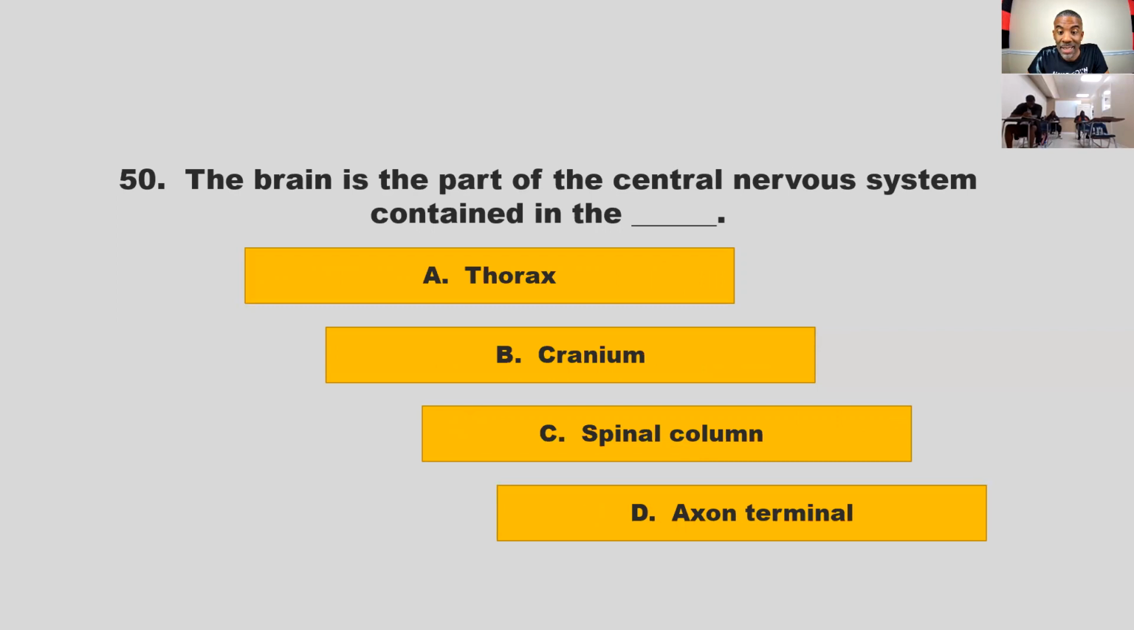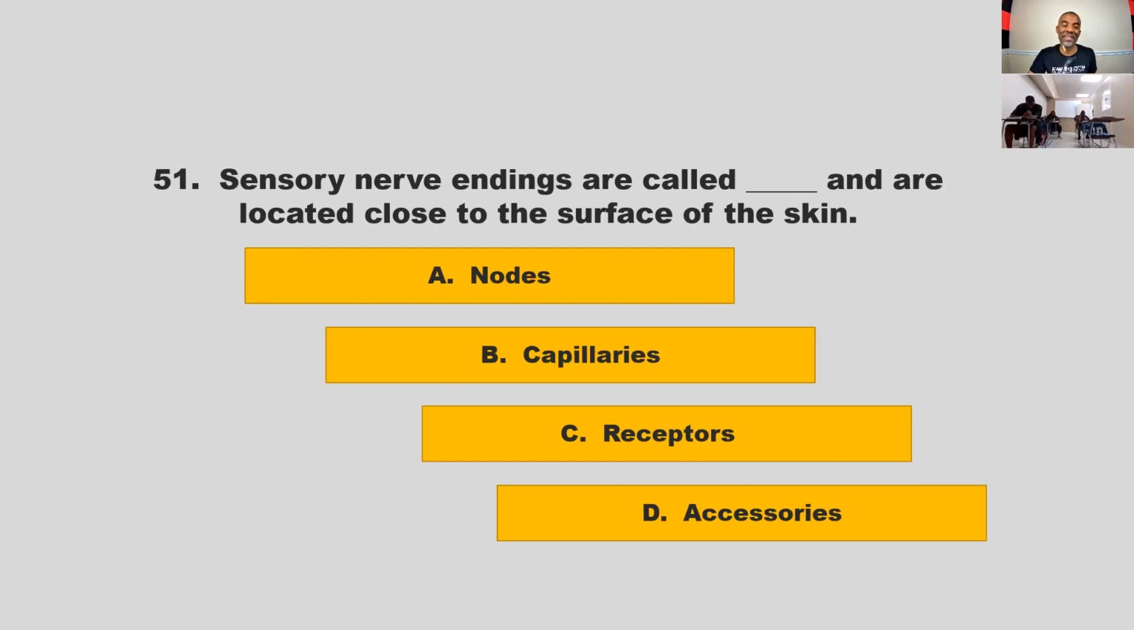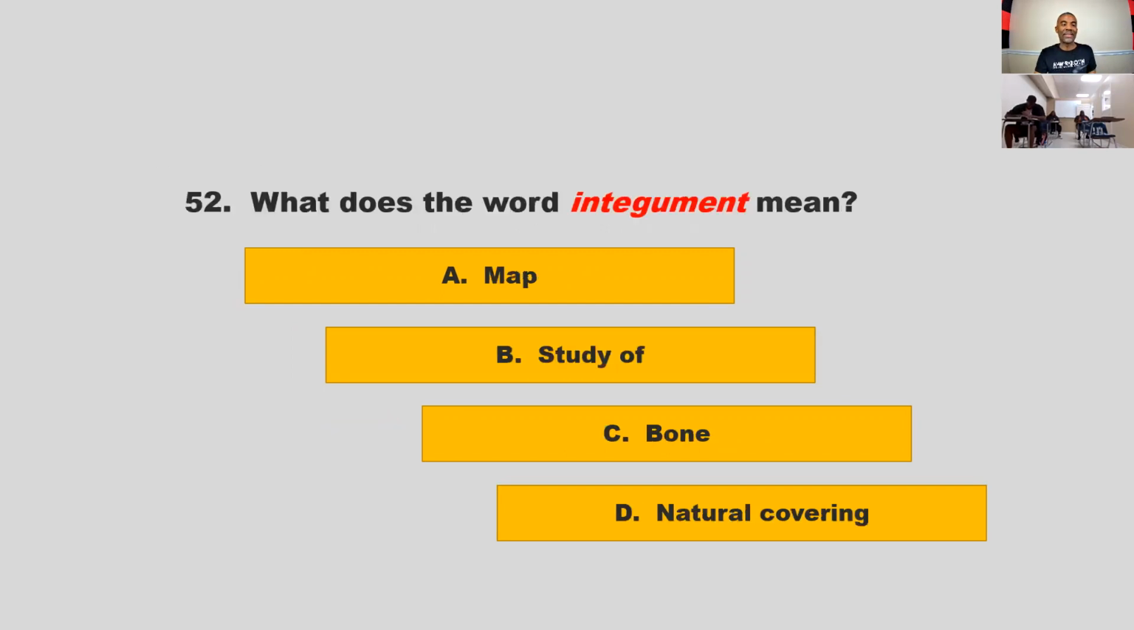The cranium. That is correct. Sensory nerve endings are called blank and are located close to the surface of the skin. Is it nodes, capillaries, receptors, or accessories? C. That is correct. So what does the word integument mean? Is it map, study of, bone, or natural covering?